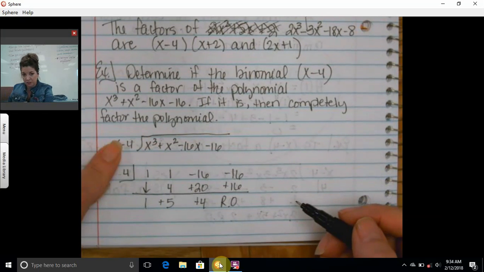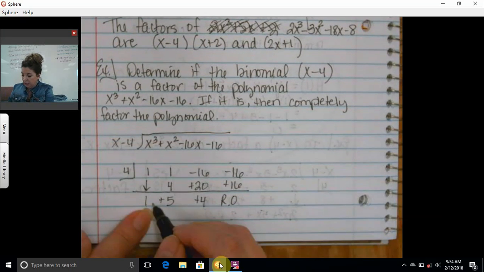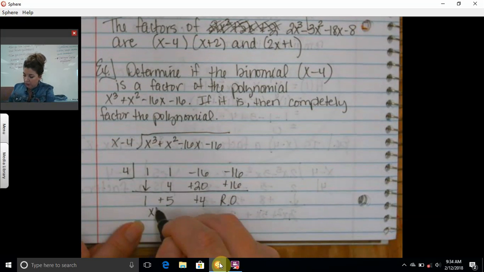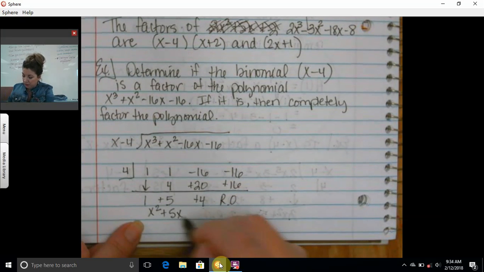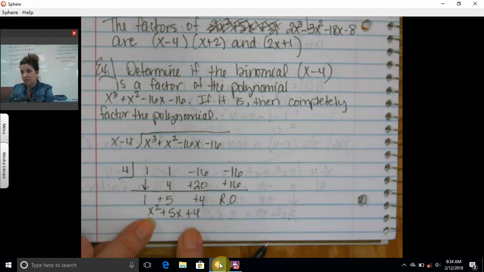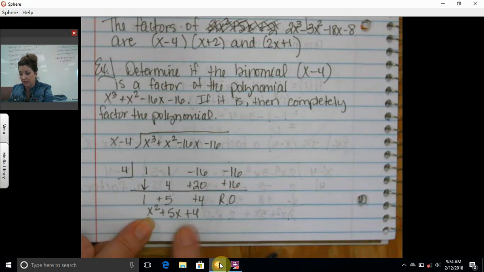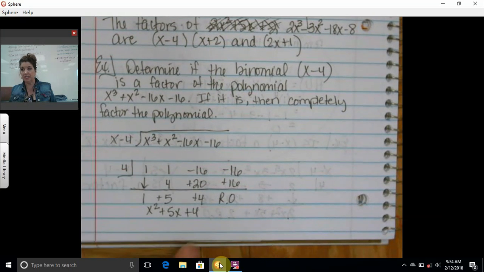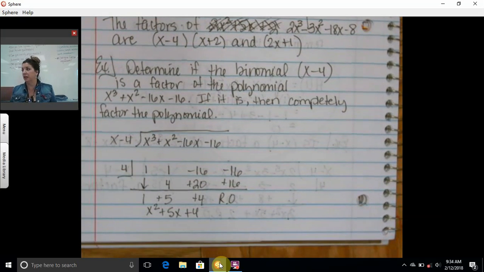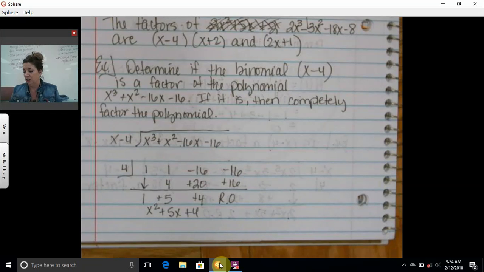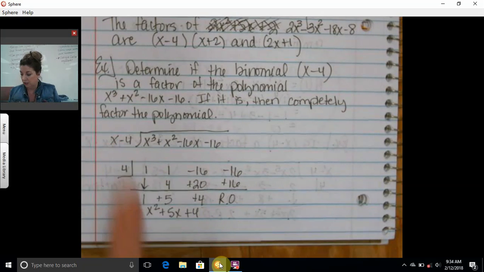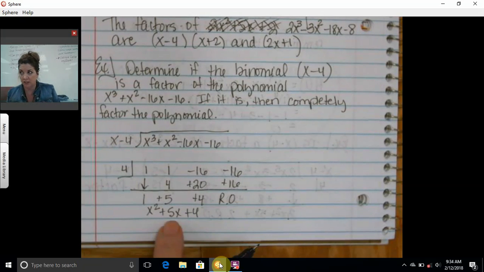So x minus 4 is a factor, and then this will be 1x squared plus 5x plus 4. X squared plus 5x plus 4 is a factor. But that's a quadratic, so we might be able to factor that further. X minus 4 is linear. The only way you can factor a linear polynomial is if it has a GCF, okay? So x minus 4 is a factor, but we're going to see if we can factor the quadratic further. Does that make sense?